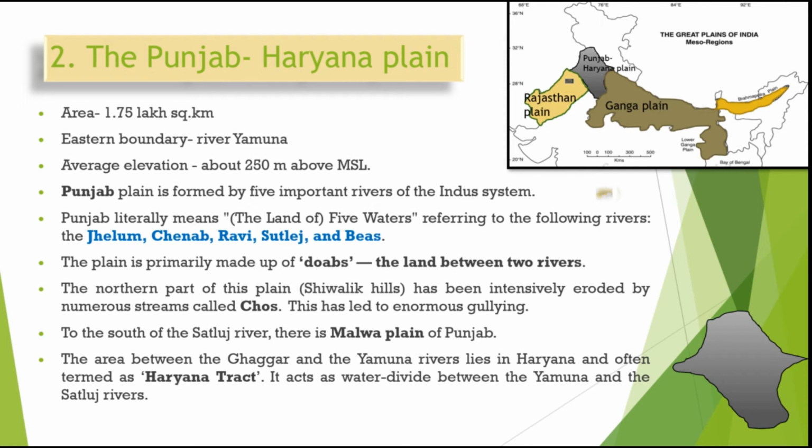Then the area between the Ghaggar and the Yamuna rivers lies in Haryana, and it is often termed as Haryana Tract. It acts as a water divide between Yamuna and the Satluj rivers. The only river between Satluj and Yamuna is the Ghaggar, which is considered to be the present-day successor of the legendary Saraswati river.